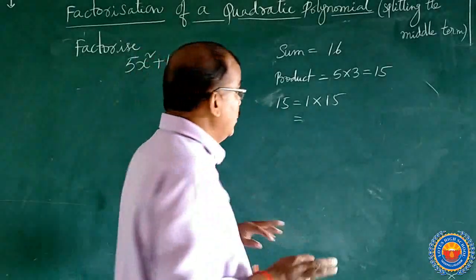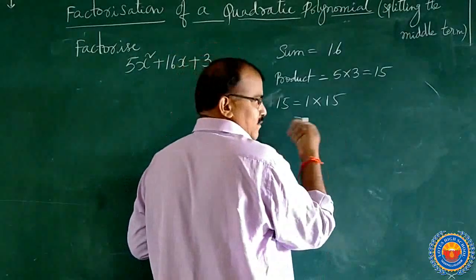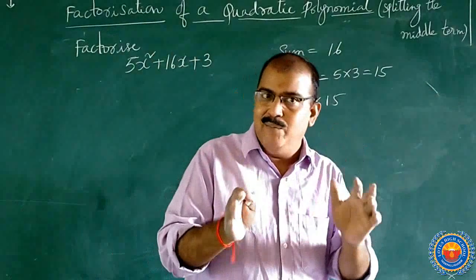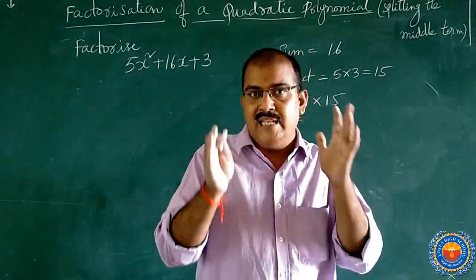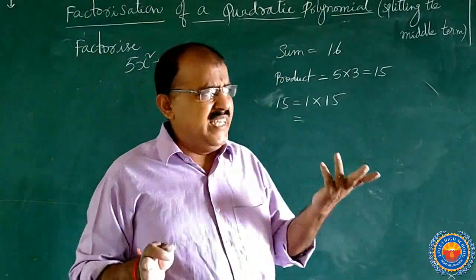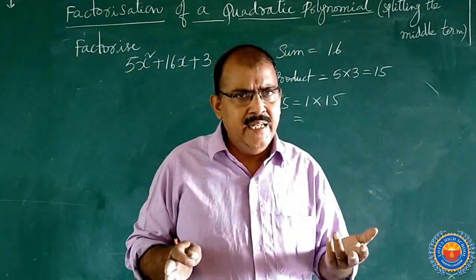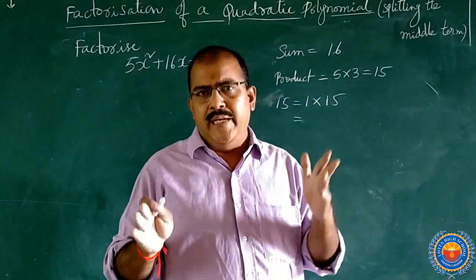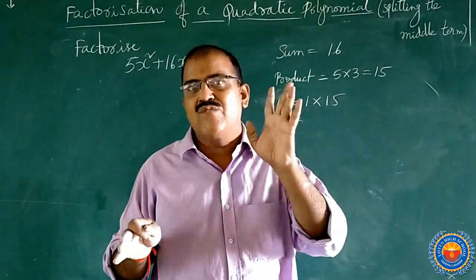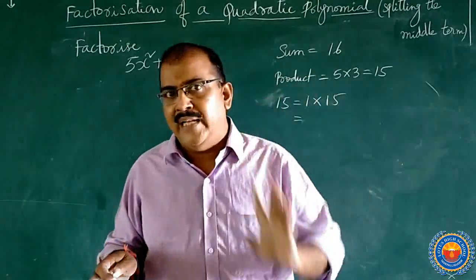So 2 is not divisible. 3, yes, 3 will be divisible, because 15 is there in the 3 table like a small child. But as a 9th class student, you have to check whether it is divisible or not. Yes, it is divisible. What is the divisibility rule for 3? Sum of the digits. 15: 1 plus 5 is equal to 6. 6 is divisible by 3. That's why 15 is also divisible by 3.